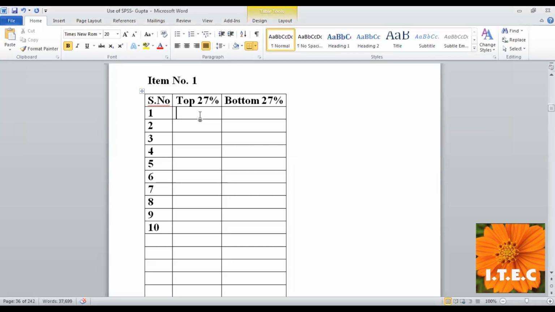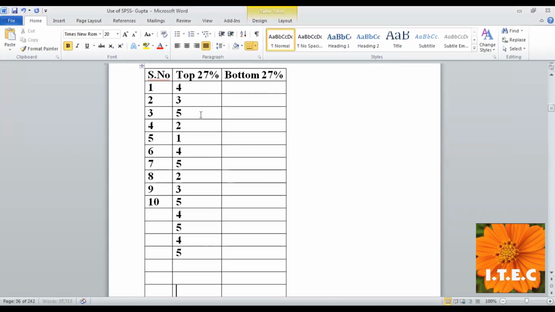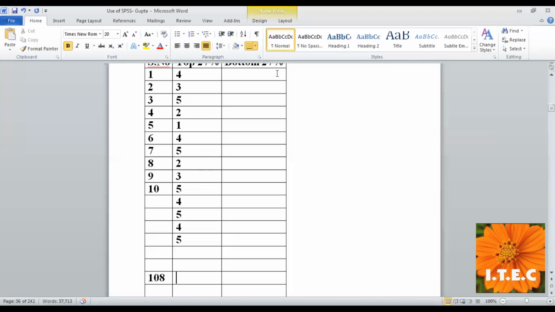So suppose on item number 1, the one person belonging to the top group scores 4, another scores 3, another scores 5, another scores 2, another scores 1. So like this. And those who belong to the bottom may score something like this. So you will have their scores.